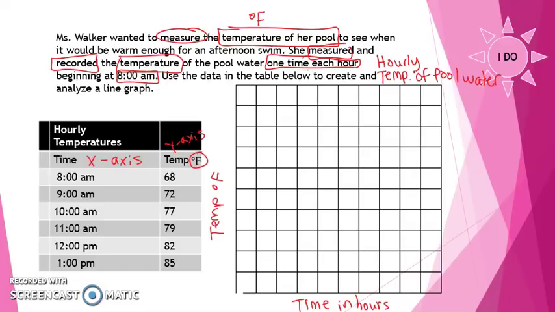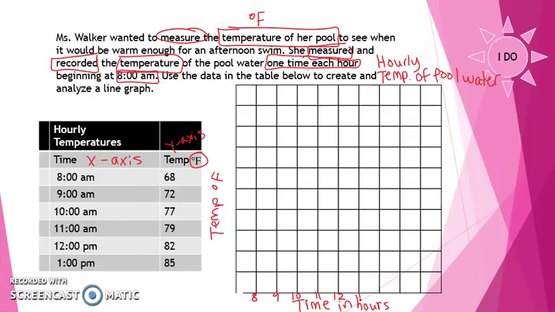Now let's set up our x-axis. We have each hour starting at 8 o'clock. So we're going to have 8 a.m., 9 a.m., 10, 11, 12, 1.